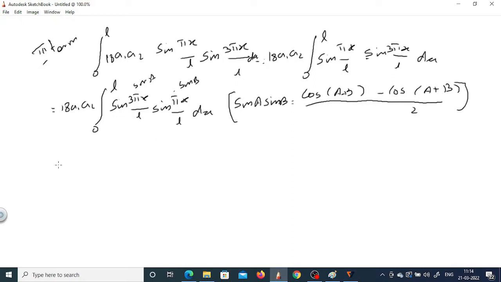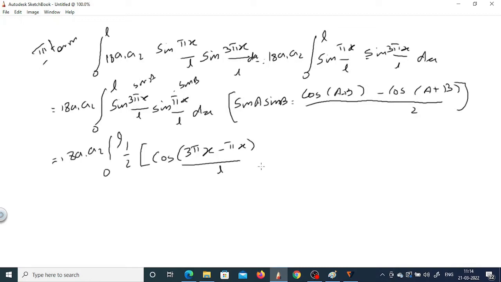So what happens here, you see, I can rewrite the total function into 18 A1 A2, the integral of 0 to L, the common 1 by 2. I can move this 1 by 2 outward, so that 1 by 2 into 2 cos. Here what is the term A? A is 3 pi x by L, so that 3 pi x minus B, what is the B? Pi x, okay, whole divided by L. This is the form available. After that, minus cos of 3 pi x plus pi x by L, which is the formula available with the sine A sine B formula, into dx. This is the next step.